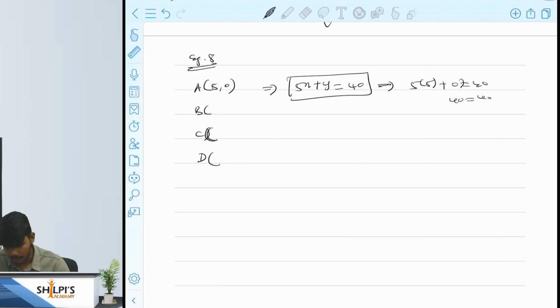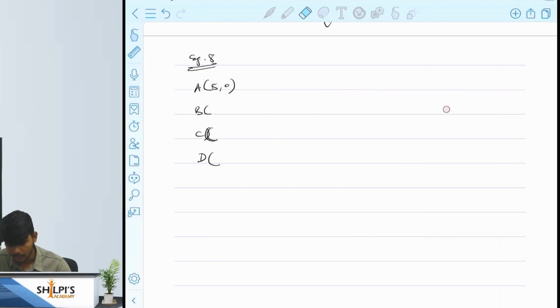So after this, what is the coordinate of B? What line is actually passing through B? Which line? 5x plus y equal to 40 or 5x plus 4y equal to 100 or 3x plus 5y equal to 75?